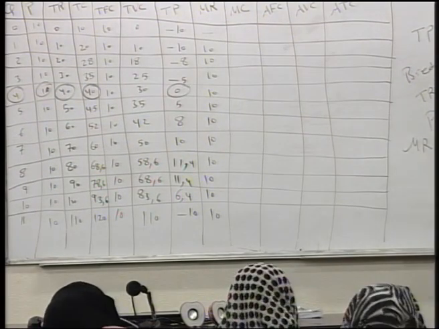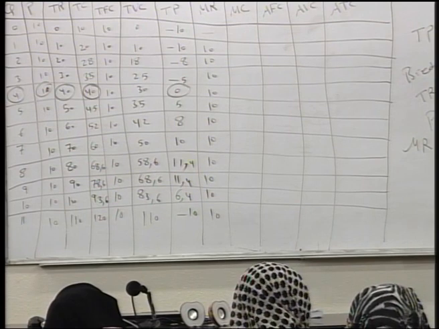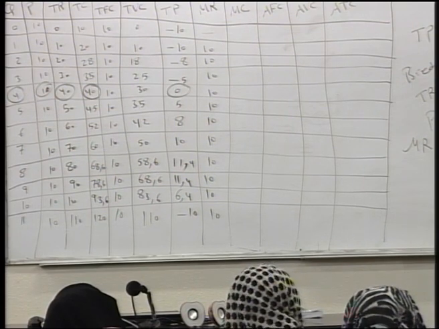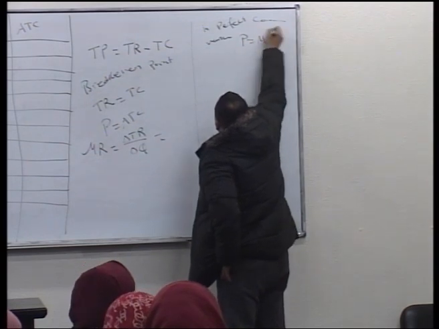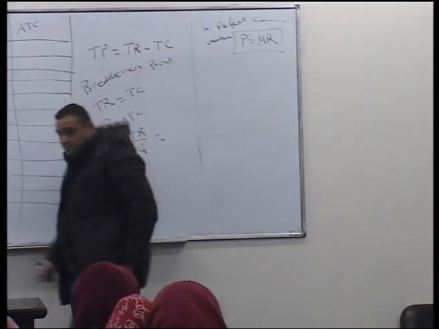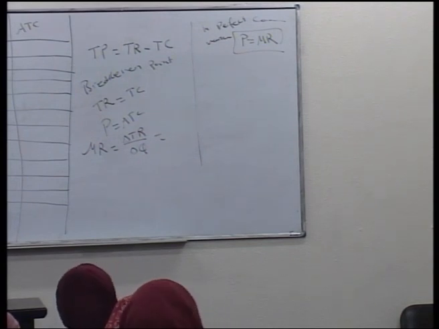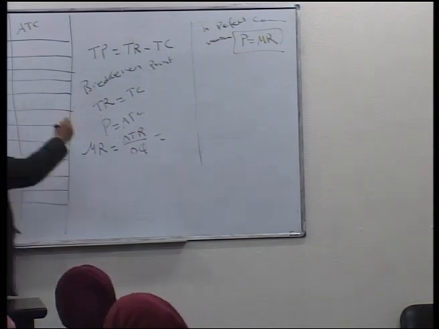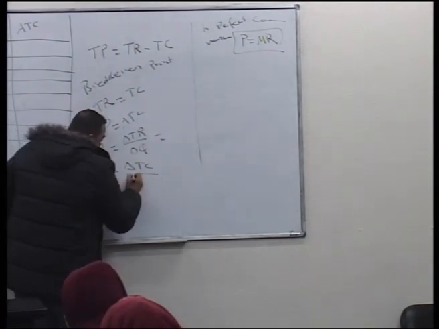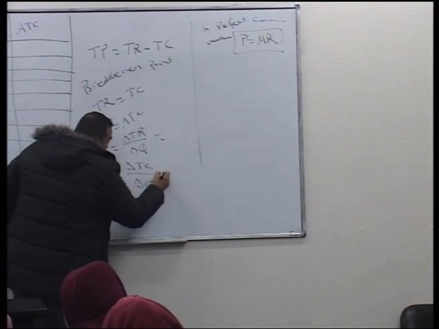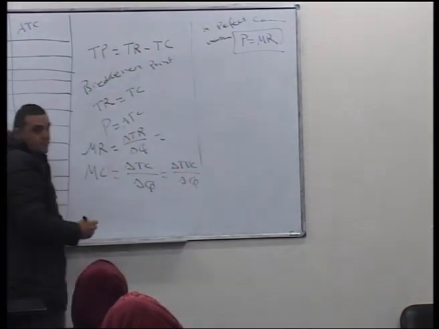So in the perfect competition market, price equals marginal revenue in all cases. Okay? Now marginal cost, MC: a change in total cost over change in quantity, or a change in TVC over change in quantity. Right?